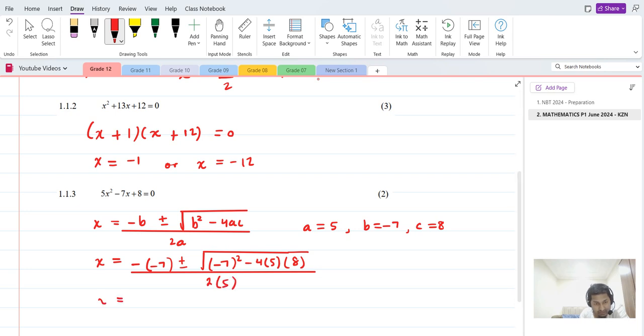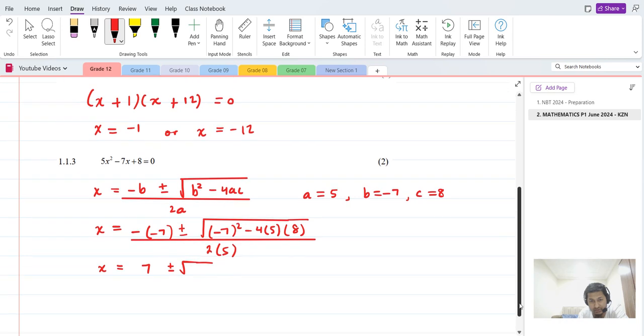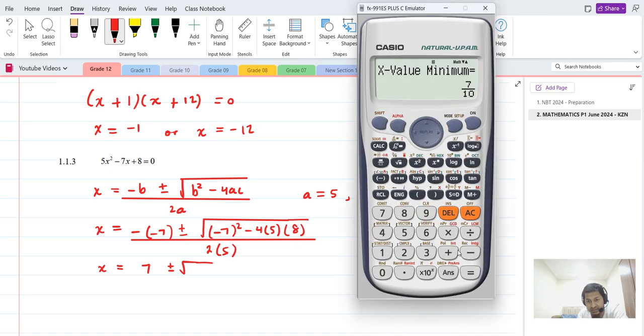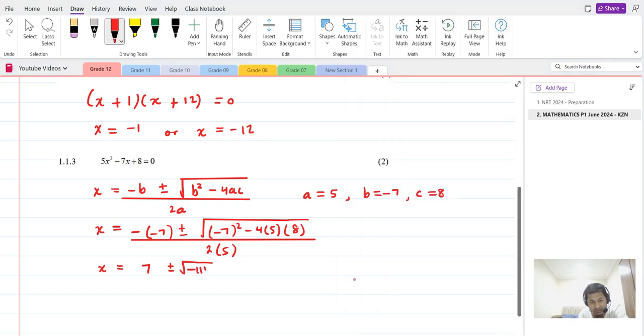If you try to simplify this, we can say x equals 7 plus minus the square root of, so we've got a problem here because there's no real solution. That's 49 minus 4 times 5, that's 20 times 8, 160. 49 minus 160. So go to mode 1, 49, because minus 7 squared, right? That's 49 minus 20 times 8. What we're getting is minus 111, divided by 10.